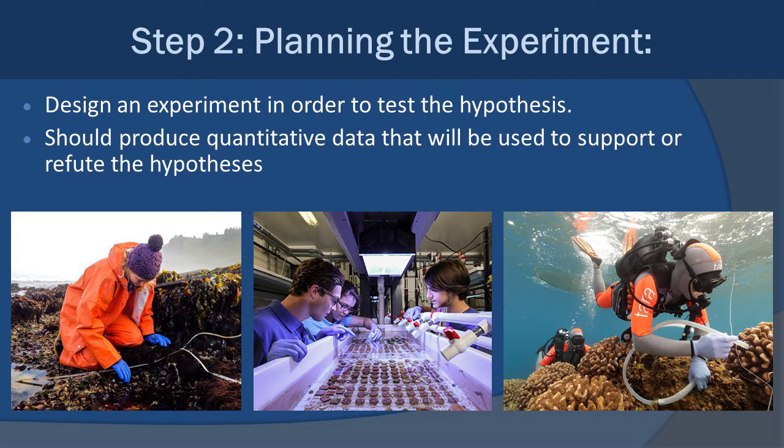Step 2 is all about planning the experiment. You're going to design an experiment in order to test the hypothesis that was created. This should produce what we call quantitative data, and we'll get into that in a little bit, that will be used to support or refute your hypothesis. Essentially, that's what we do. We either support the hypothesis or we refute it. We never actually say the hypothesis is 100% accurate or correct.